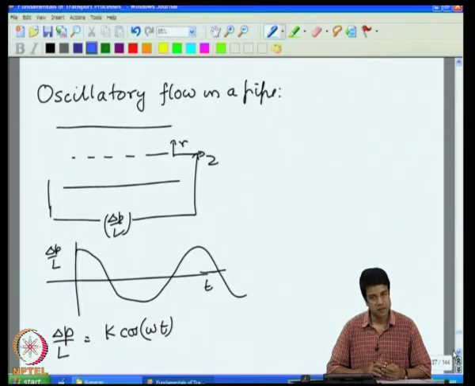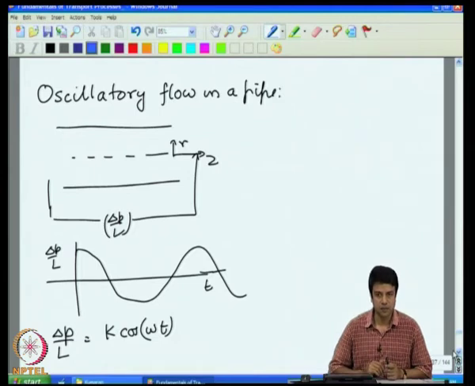However, this procedure can be used for any type of time periodic flows, because any periodic function can be expressed as the sum of a sine wave or a cosine wave of that frequency plus its higher harmonics. So I could separate out the waveform into a fundamental mode and the harmonics, solve for the velocity field individually for each of these, and then add them all together to get the response for the entire periodic function that I have. So in that sense, this procedure can be used even for more complicated modulations of the pressure gradient across the tube.